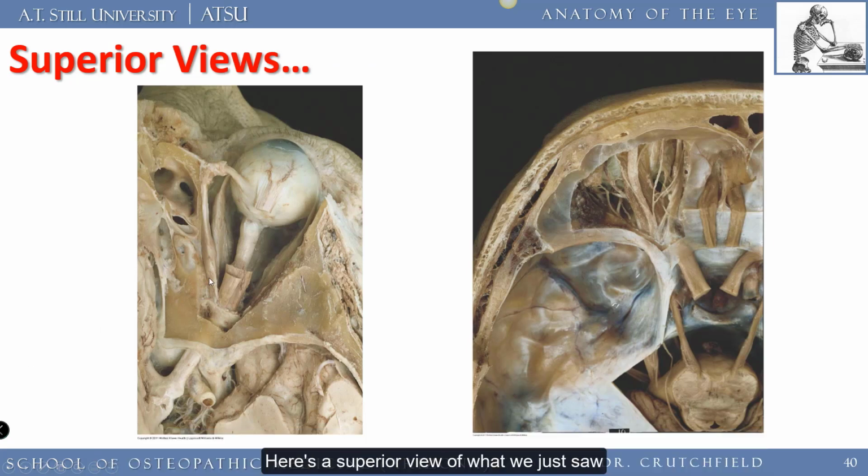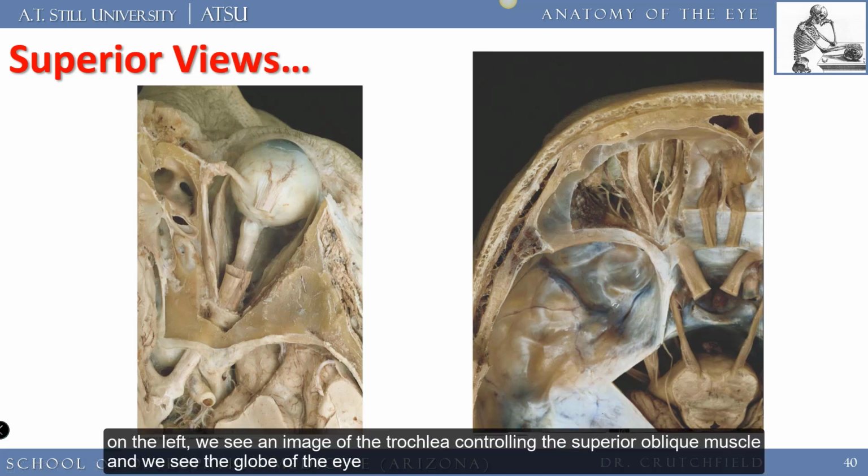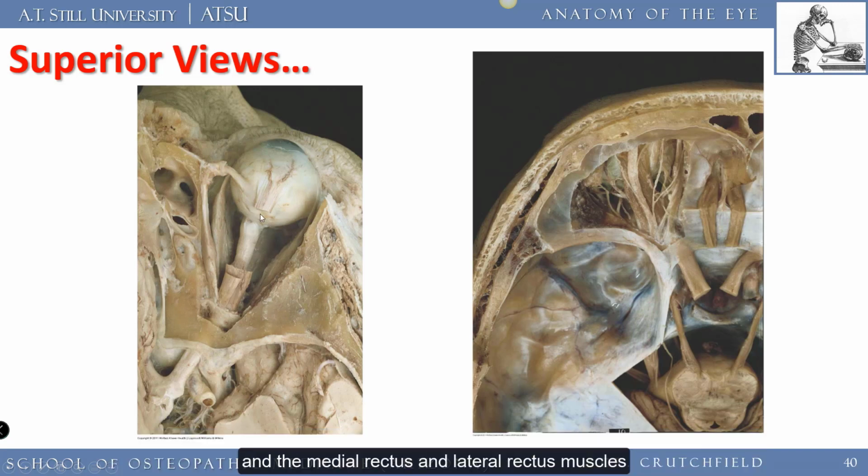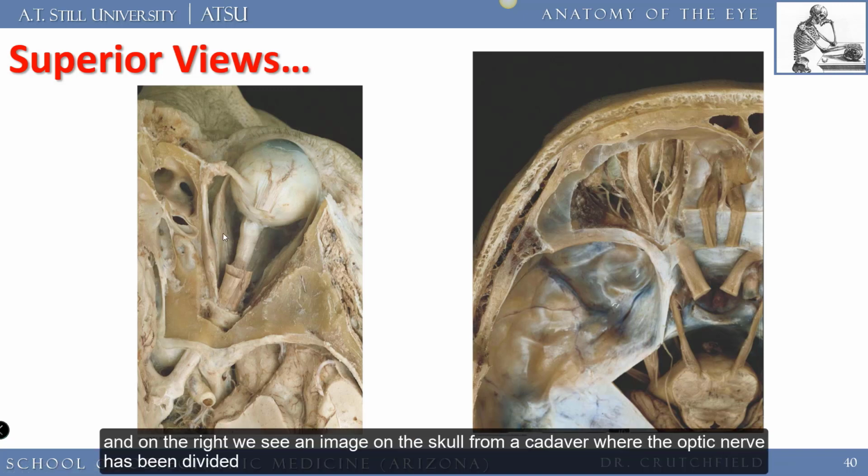Here's a superior view of what we just saw. On the left we see an image of the trochlea controlling the superior oblique muscle, and we see the globe of the eye and the medial rectus and lateral rectus muscles. And on the right, we see an image of the skull from a cadaver where the optic nerve has been divided at the optic chiasm, and then we can see the nerves running into the muscles of the eye from above.